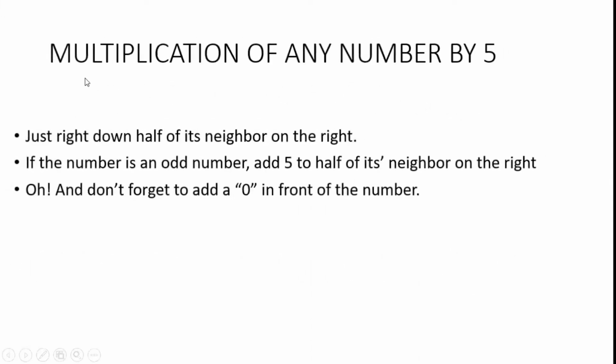All right, so today, like I said, we're looking at multiplication of any number by 5. And the simple rule is just write down half of its neighbor on the right. That's all. Now, if the number is an odd number, add 5 to half of its neighbor on the right. And don't forget to add a 0 in front of the number.